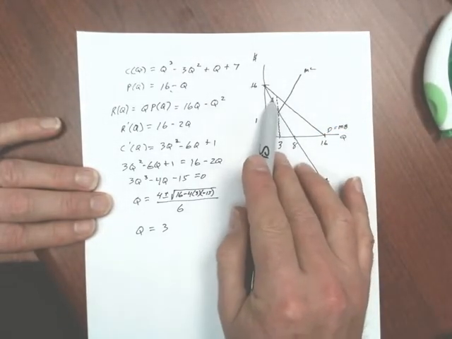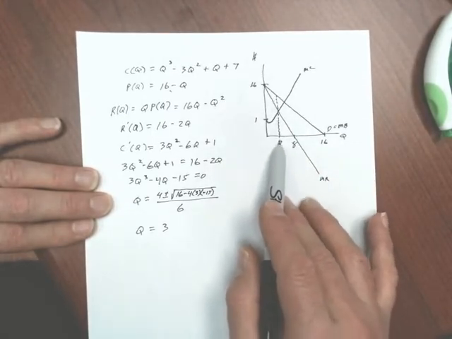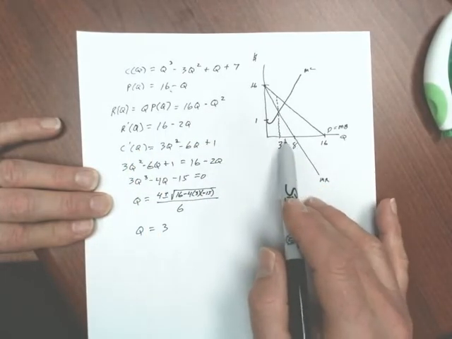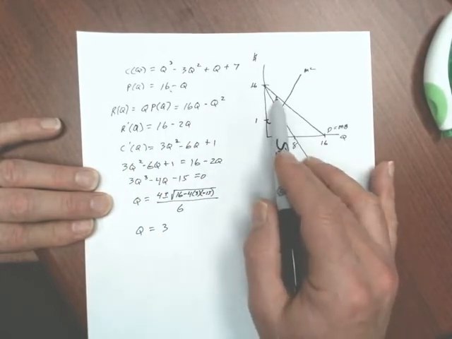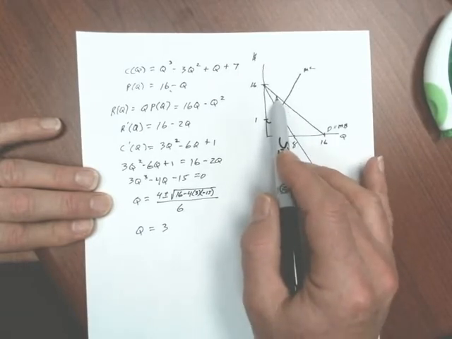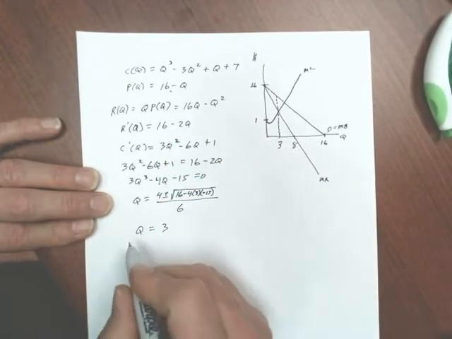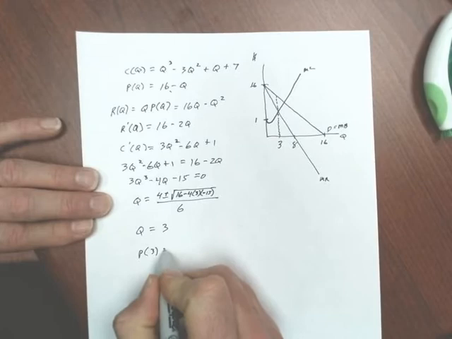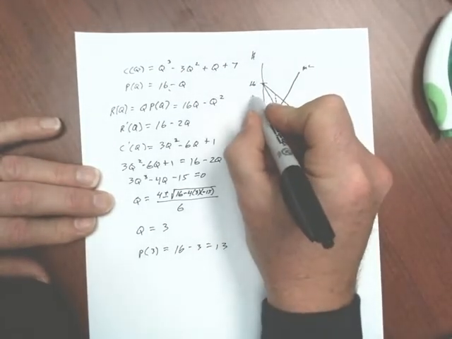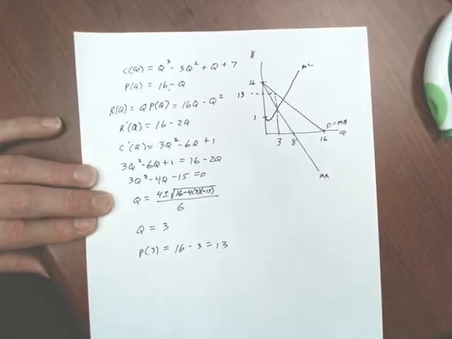How do we find how much this much is? Well, we take that 3 and we plug it back into the demand function. Why? Because that's where that 3 touches demand. So in order to find that intersection right there, we need to take that 3 and plug it into our inverse demand function. So P of 3 equals 16 minus 3, which equals 13. So that is the price that will be charged for this product.